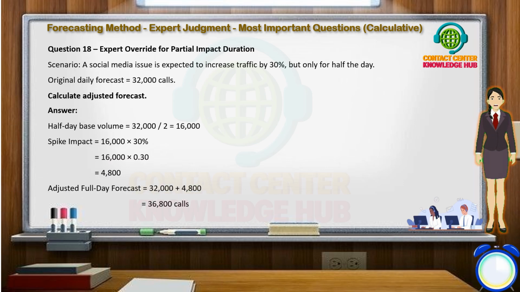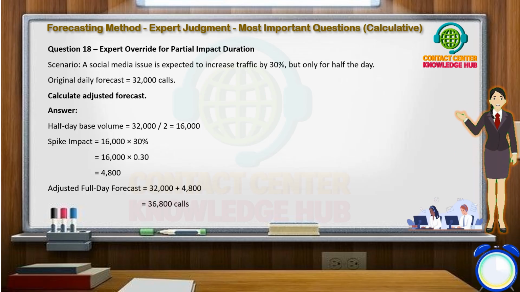And the answer is here. Because the impact is only for half the day, we should not apply 30% to the entire day. Instead, we calculate the base volume for half a day, apply the uplift to that portion, and then add it back to the full day forecast.